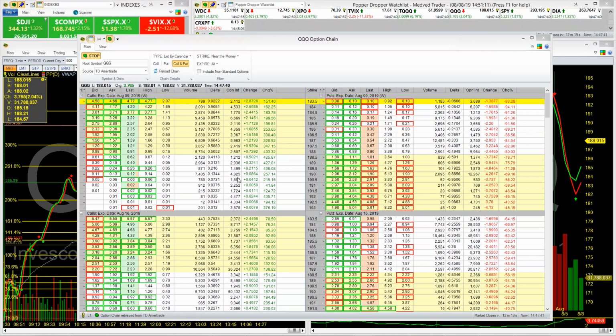So like I bought a put on the Qs for tomorrow. I bought the 187 put option. Right now the stock's at 188. I'm $1 away from the money. Tomorrow, if the stock is not trading below 187, that is going to be a worthless option.